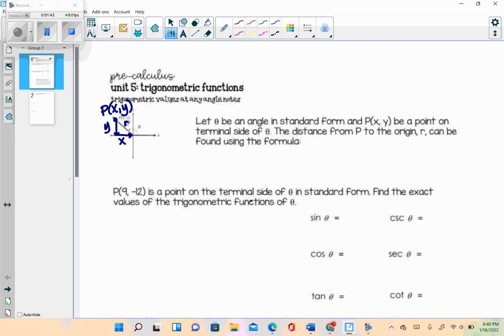Now, that's just a right triangle, and when we get into trig, we always are going to call our hypotenuse r. So to use the Pythagorean theorem or distance formula, I'm going to say x squared plus y squared equals r squared, and then I'm going to know that my radius is the square root of x squared plus y squared. Okay, that's just using the Pythagorean theorem and the distance formula to get r by itself.